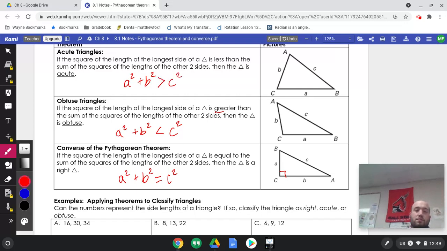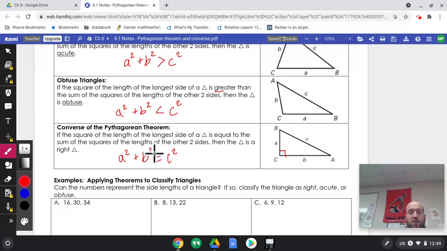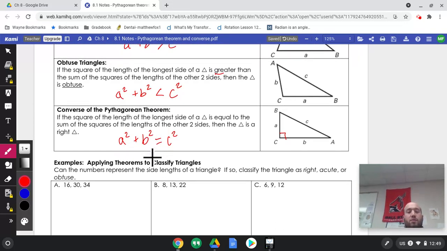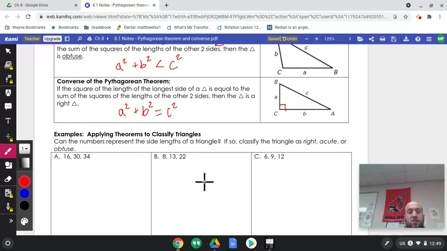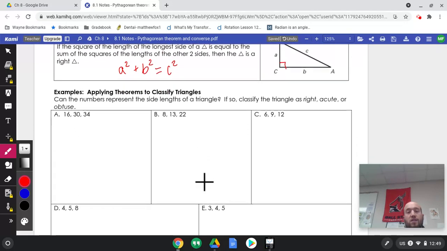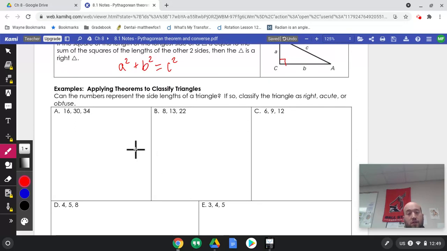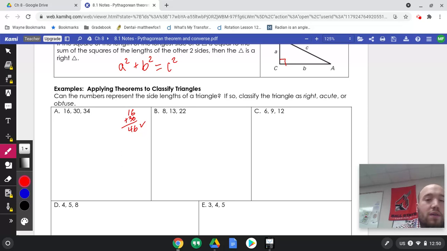So, down here at the bottom, it says, can the numbers represent the side lengths of a triangle? To check that, you always take the two smallest, okay? So 16 and 30, and we add them together. And they have to be bigger than 34. So 16 plus 30 is 46. That is bigger than 34, so we're good.